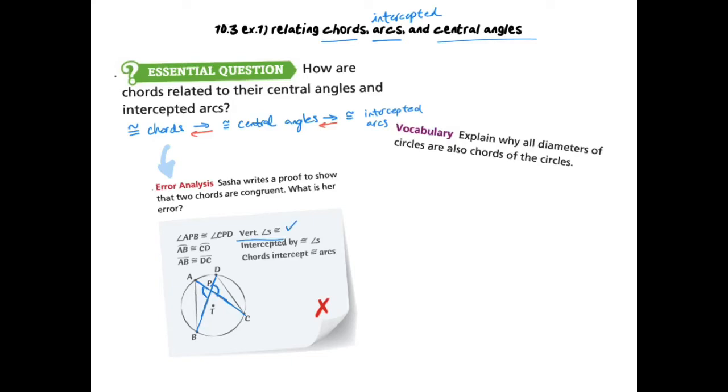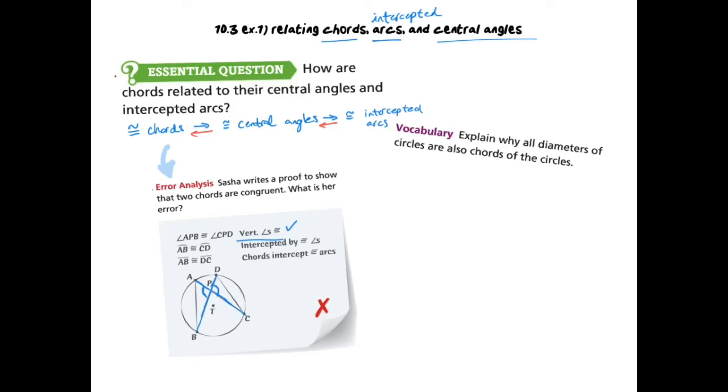Well, I agree with you, Sasha. I think you're very smart. Sasha remembers one of the first things she learned in geometry, that vertical angles are congruent. All right, good job, Sasha. Let's see what else you got. So next, Sasha says that arc AB and arc CD are congruent. And she says that her reason is that they are intercepted by congruent angles.